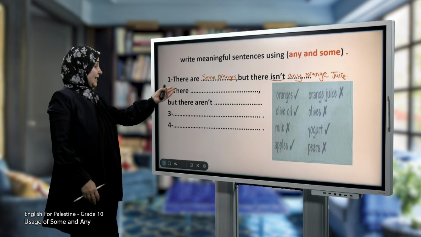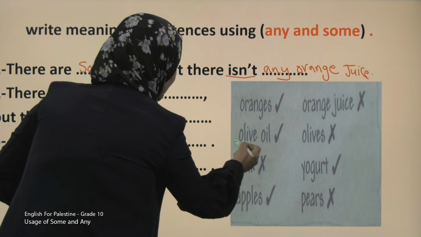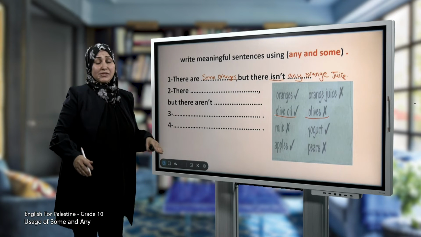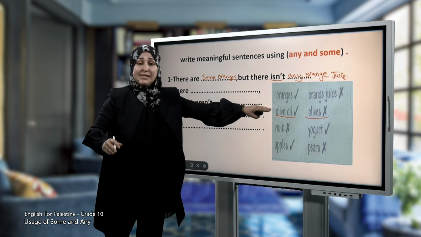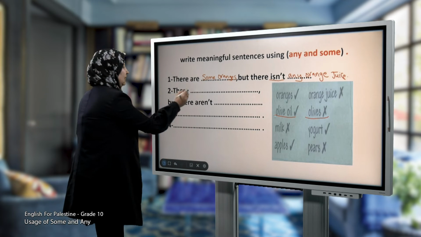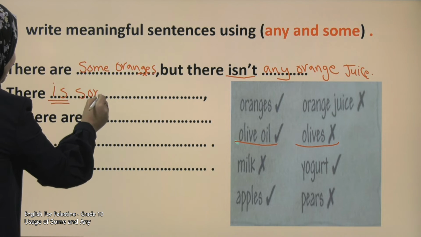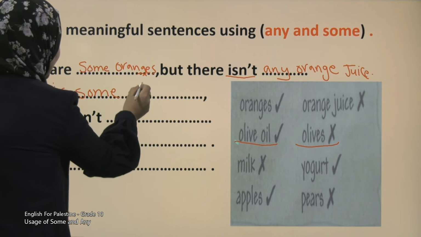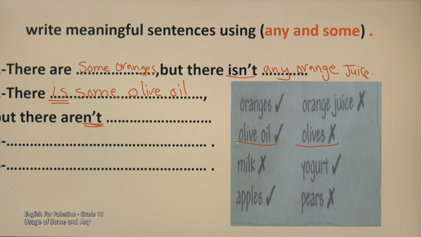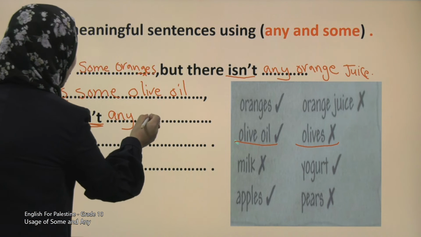Number 2, there, but there aren't. Now we are going to talk about olive oil and olives. We have olive oil, so this is a positive sentence. Remember that olive oil is an uncountable noun, so we have to use a singular verb. So the verb is, there is, and this is a positive sentence, so we use some. There is some olive oil, but there aren't. Negative sentence, so we use any. There aren't any olives.